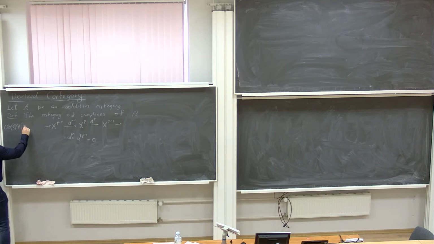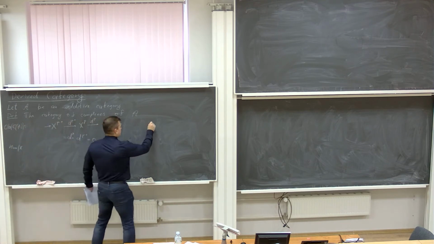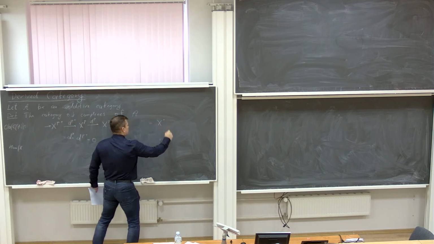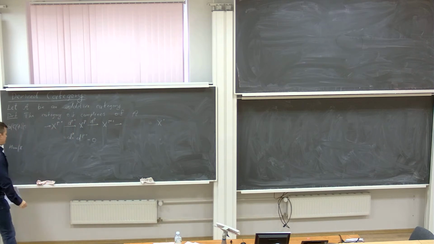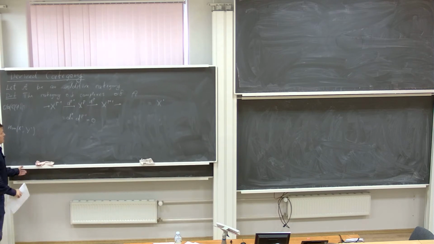Now let's define maps, so the homs between two complexes. And for shortness, I'm going to write this something like x with a bullet. So this is notation for the complex. So suppose I have now complex x and another complex y. I want to define what I think about the homs in this category. Again, the definition is quite straightforward.